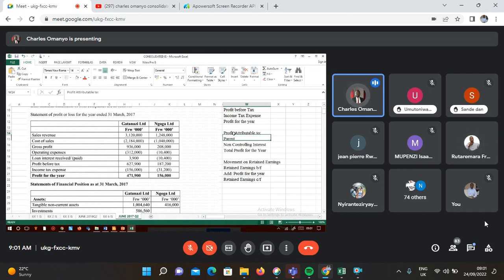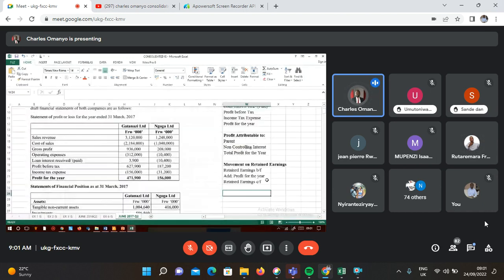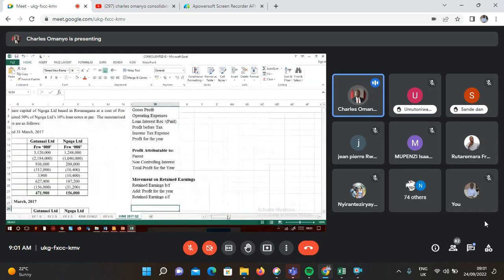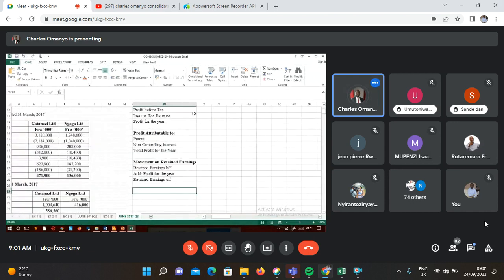Whether you understand the additional information or you don't understand, please give the format based on the question. If you give the format, you can easily earn the majority of the marks, because once you have given the format, there are some free marks you will earn, especially marks on items that were not affected by additional information. Those will be free marks that you should earn.